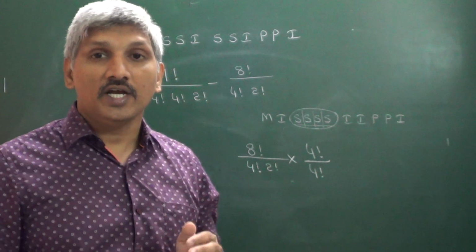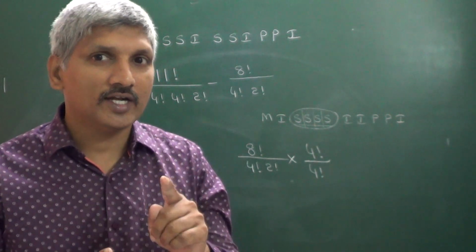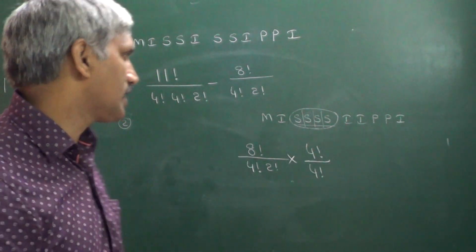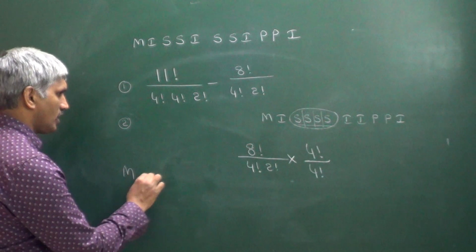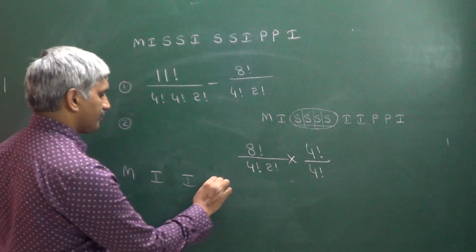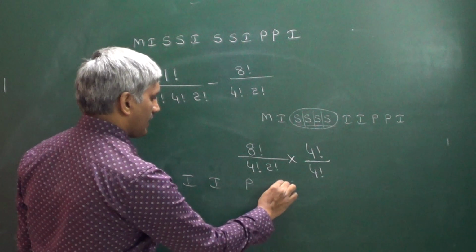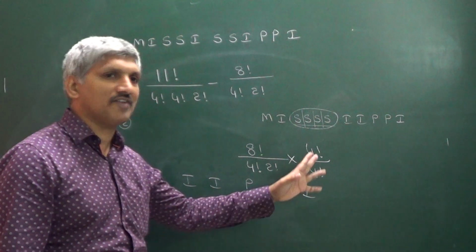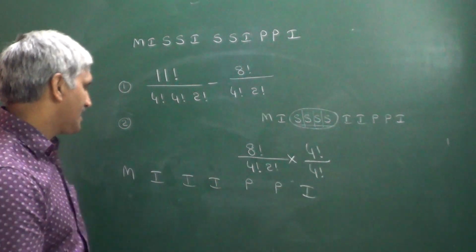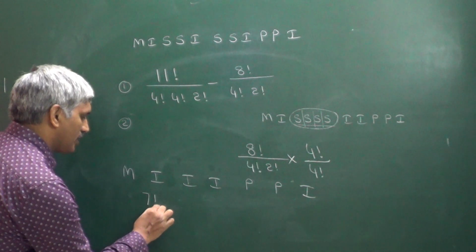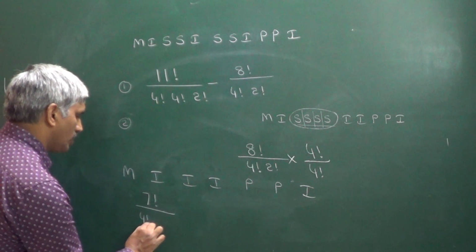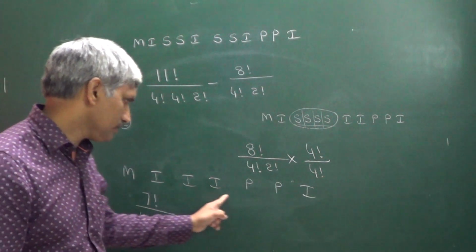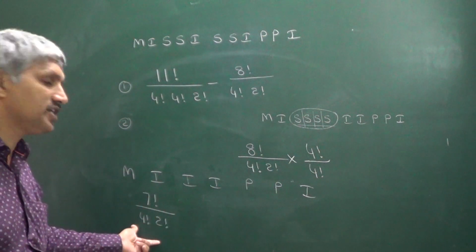Again, he is asking for the number of arrangements so that no 2 S's occur together. In that case, what to do? First of all, take M, I, P, P, I. So 1, 2, 3, 4, 5, 6, 7 letters. Now these 7 letters can be arranged in 7 factorial by 4 factorial into 2 factorial ways.